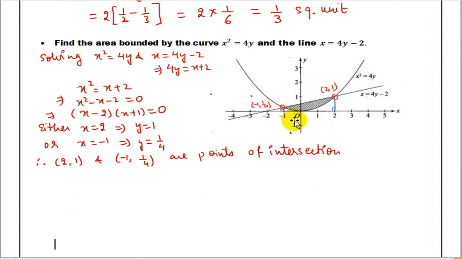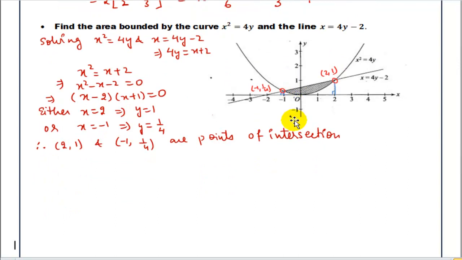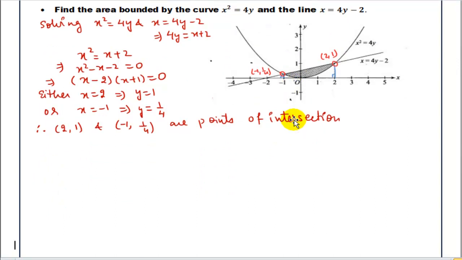Now taking one more question, it is finding the area which is bounded by the curve x square is equal to 4y. This is a parabola which will be again symmetric about the y-axis, and the line x is equal to 4y minus 2. Now plotting the parabola is easy because it is in standard form, but we need to know where the line will intersect with this parabola. So we will find the point of intersection of these two curves. So one is parabola, another one is line.